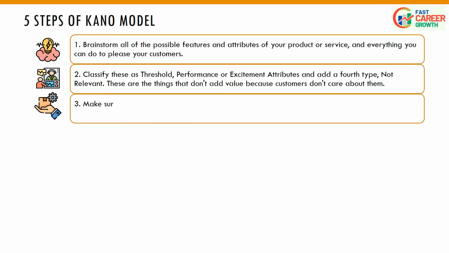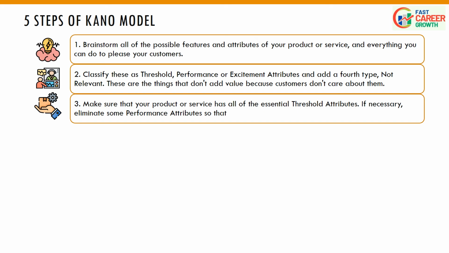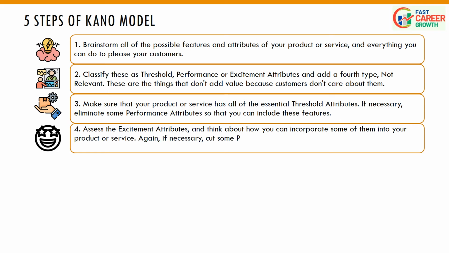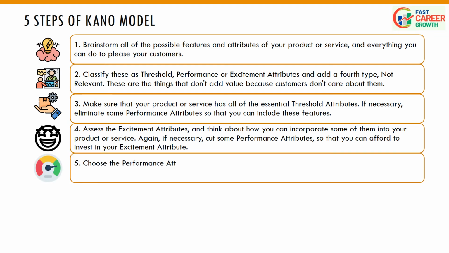Make sure that your product or service has all of the essential threshold attributes. If necessary, eliminate some performance attributes so that you can include these features. Assess the excitement attributes and think about how you can incorporate some of them into your product or service. Again, if necessary, cut some performance attributes so that you can afford to invest in your excitement attribute. Choose the performance attributes that you can deliver at a competitive price while still maintaining an acceptable profit margin.